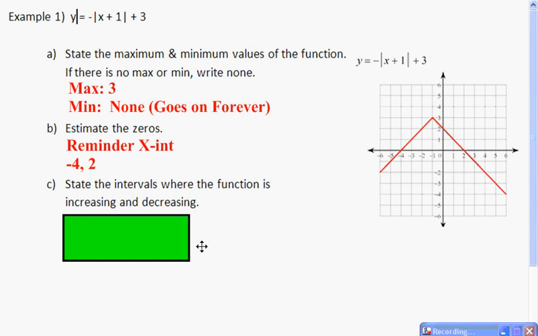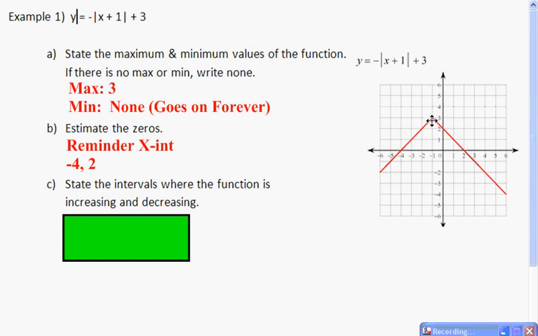Last part, in part C, you're going to state the intervals where the function is increasing and decreasing. Now, when you read a graph, you read it from left to right, kind of like what you would read in a book. So as you read along your page here, you come to your line. You need to go up. So this part of the graph is increasing. It increases to a certain point.